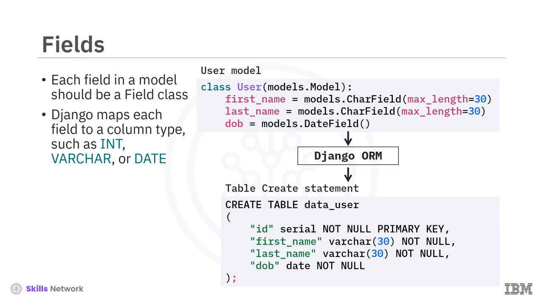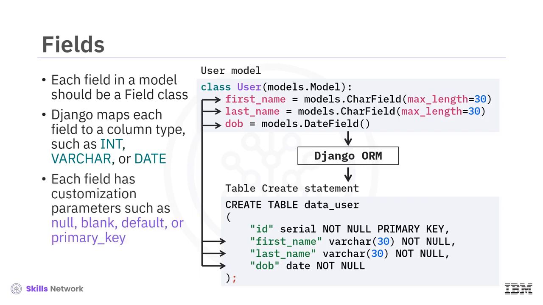For each column, we define its metadata, such as type and constraints, by specifying parameters in a Django field class. For example, for the first name field, we use the max length parameter to specify the length for varchar. Once we have defined models and fields, Django ORM will generate schema and table create statements. First name, last name, and date of birth fields are converted into columns. Each field has customization parameters such as null, blank, default, or primary key.